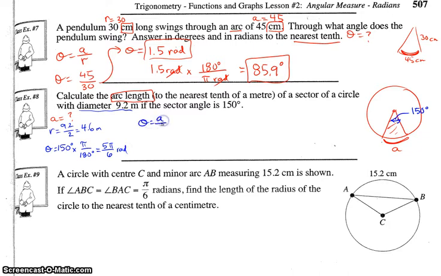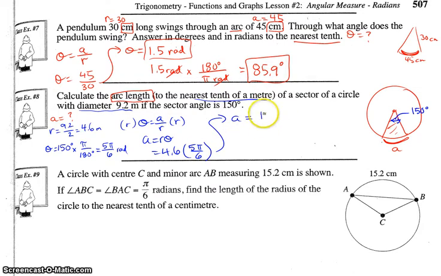Theta equals A over R. Let's isolate A by multiplying both sides by R. So A equals R theta. R is 4.6. Theta is 5 pi over 6. They just want nearest tenth, so we can actually throw the whole thing in the calculator to get an arc length of 12 point, and if you round that to the nearest tenth, 0. It was 12.04, so we keep it as 12.0.